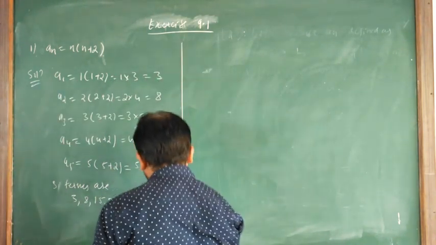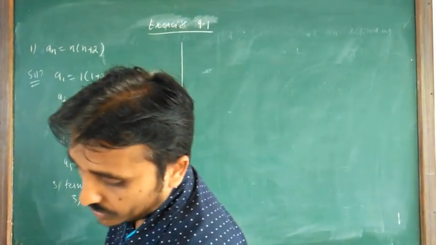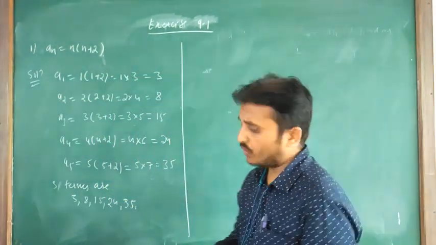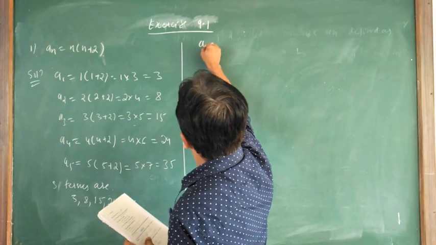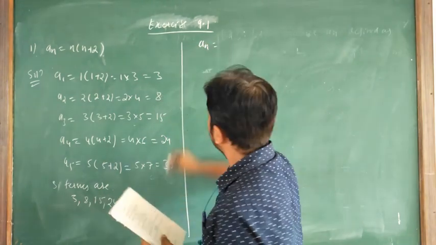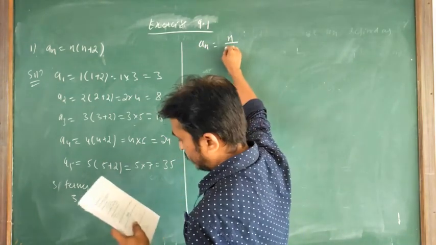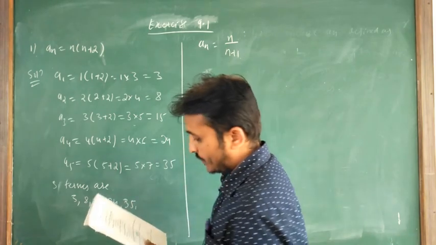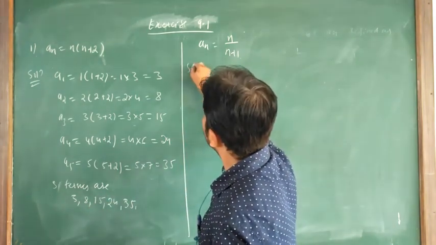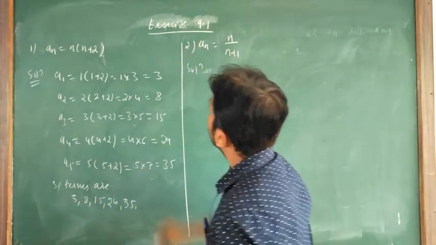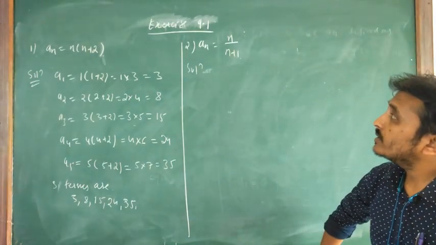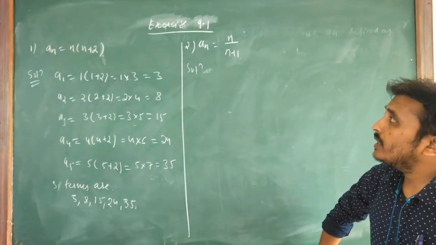And the next question, an equals n by n plus 1. Solution: here the given an equals n by n plus 1.